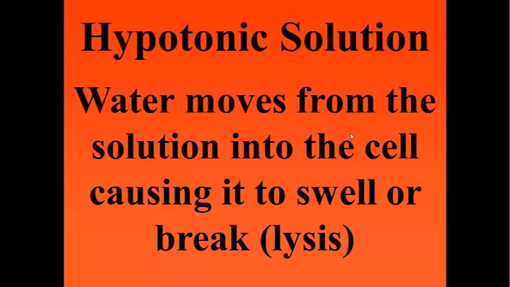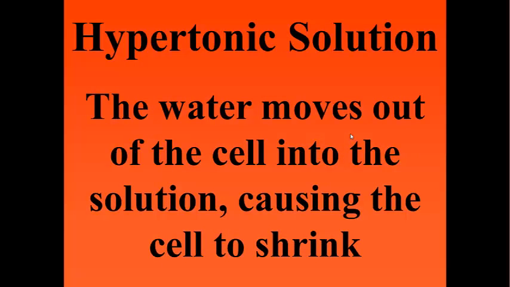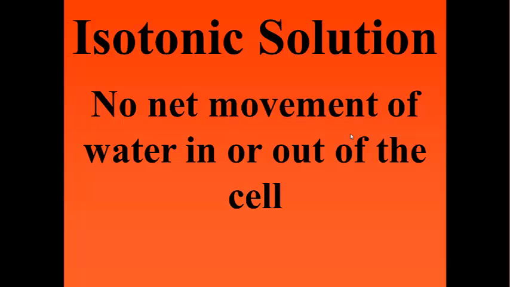So, solutions. We're going to talk about a couple of solutions that show how water can move. A hypotonic solution, water moves from the solution into the cell, and that causes the cell to swell. That rhymes. Or it can actually break, and that would be considered lysis. A hypertonic solution, the water moves out of the cell, causing the cell to shrink. In an isotonic solution, no movement of water in or out of the cell. No net movement. So that means that water is going both directions in the same capacity.